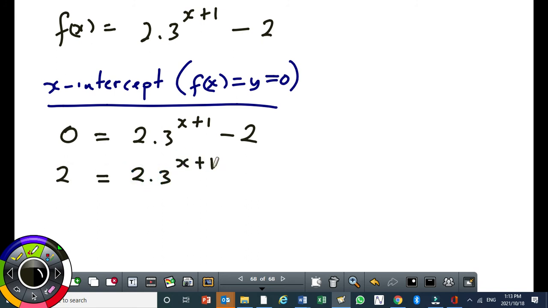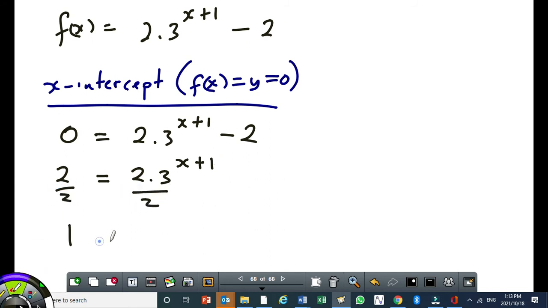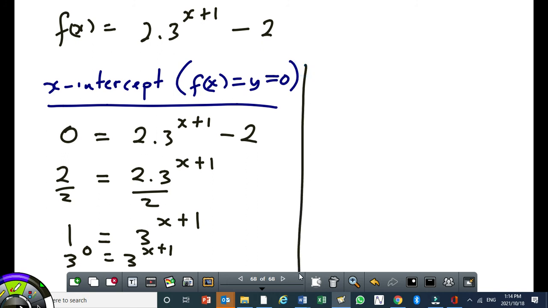of x plus 1. Now, with the exponential function, you have to know how to solve exponential equations. So the backbone of understanding the exponential function is exponential equations, what you did in term 1. Right? And you divide both sides by 2 here. You get 1 equal to 3 to the power of x plus 1. Okay? Now, the good thing is we can convert the 1 to a base of what? 3. So this will be 3 to the power of 0 equal to 3 to the power of x plus 1. So if you simplify that, you end up getting 0 equal to x plus 1, which means x is going to be negative 1. So the x-intercept is going to be negative 1.